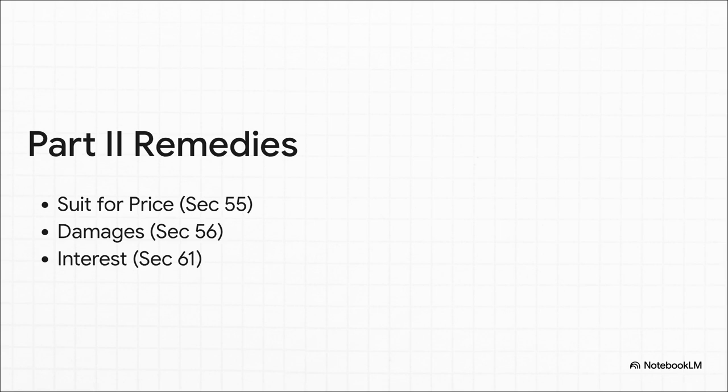It flows logically. If the ownership, the property, has passed to the buyer and they simply refuse to pay, you use section 55 to sue for the exact price. If they wrongfully neglect or refuse to accept and pay for the goods, well, you sue for damages under section 56. And finally, under section 61, the court may award interest on the outstanding money. Write them exactly in this order.